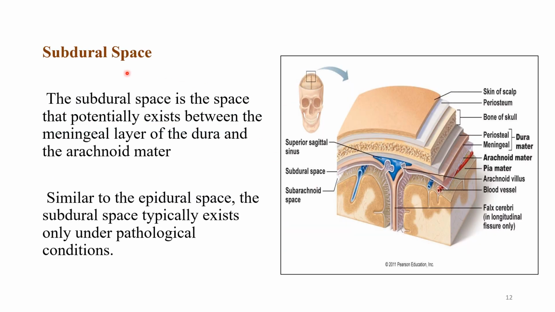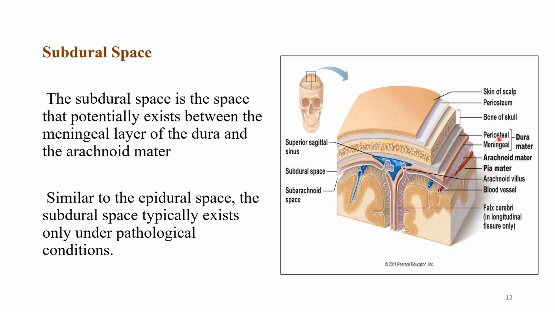Next, coming to the subdural space. So we have seen the epidural space, dura mater, then we came to subdural space. So this is the subdural space. The subdural space is a space which exists between the meningeal layer of the dura mater and arachnoid mater. Similarly, this space won't exist normally, but if a pathological condition exists, this space will be filled with blood or a fluid.